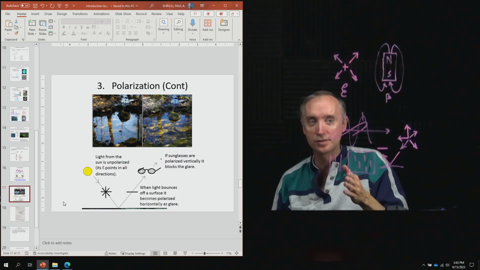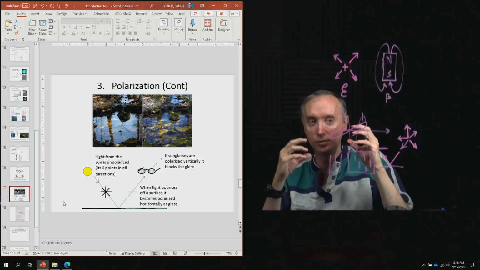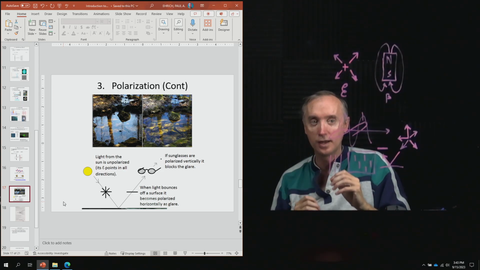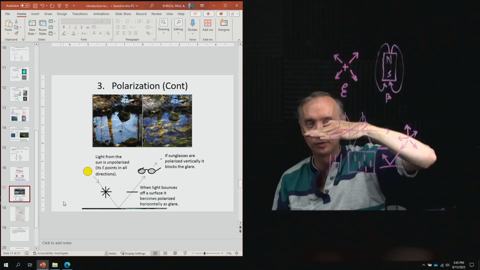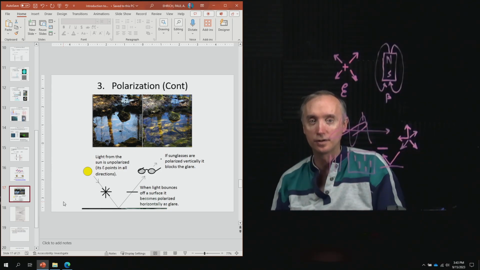So polarizing sunglasses are designed to be worn in only one way. If you take the glasses and tip them over, that is going to allow the glare to come through. So I encourage you to try that.